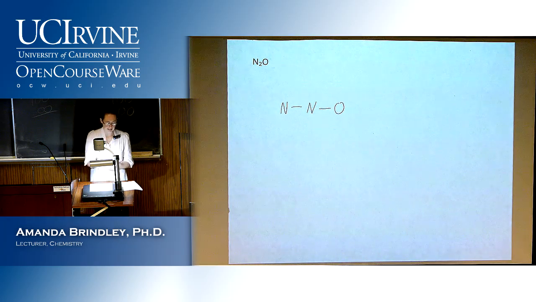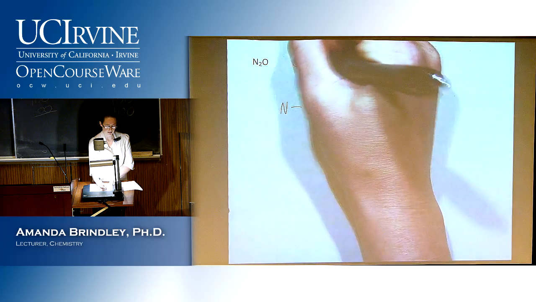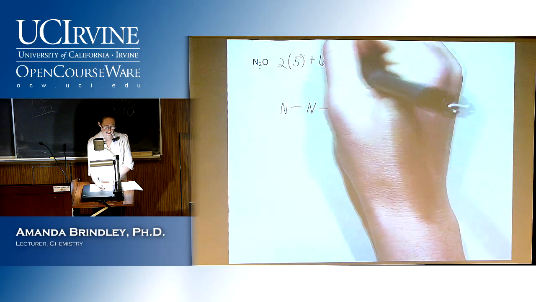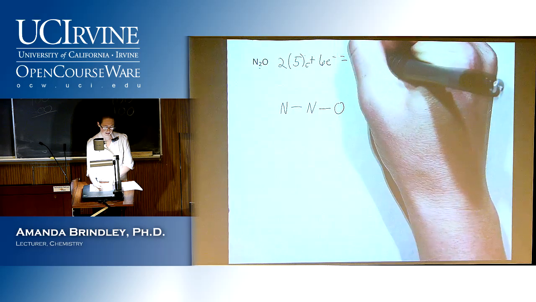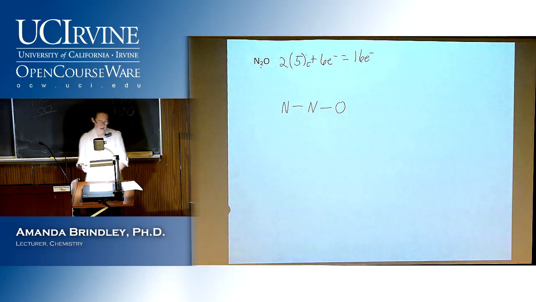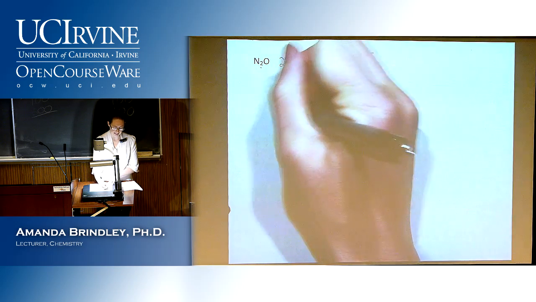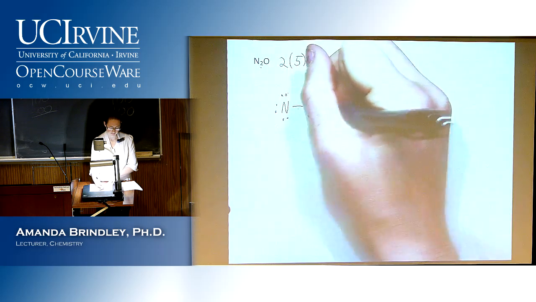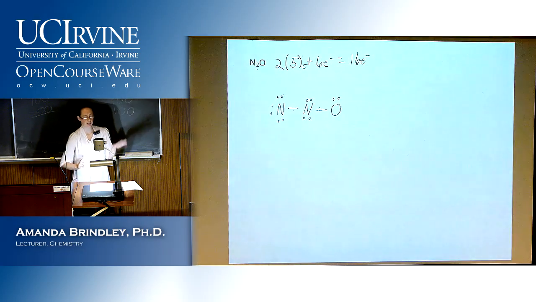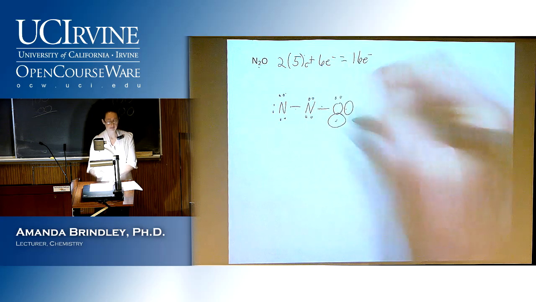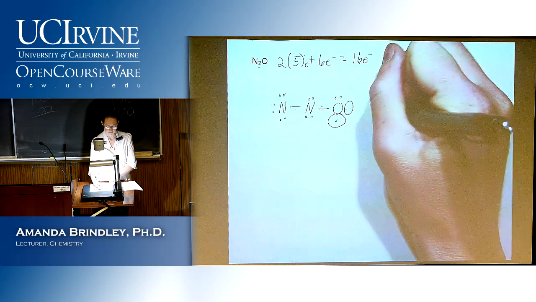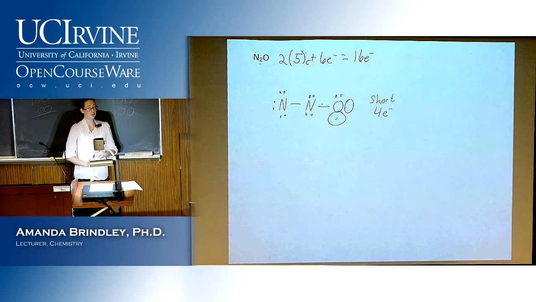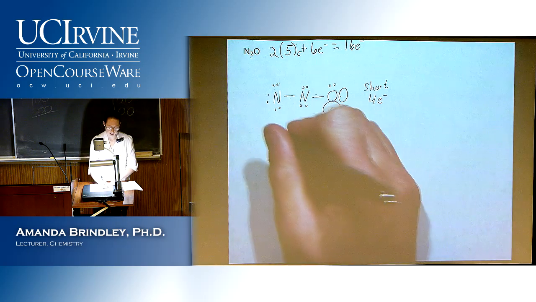Now, if we try to give everything an octet here, first we're going to need to count our electrons. So you'll see that we have 5 electrons from each nitrogen, and we have 2 nitrogens. We have 6 electrons from our oxygen, leaving us with 16 electrons. If you try to make your octet here with just filling in your electrons, you notice we can't do it. We don't have enough here, right? We would need 4 more electrons. So if we're short 4 electrons, how many bonds do we need to form? We need to form 2 bonds.